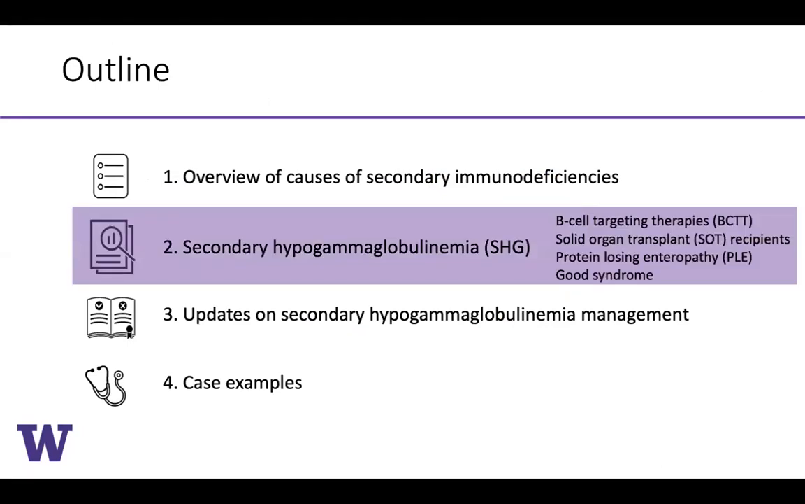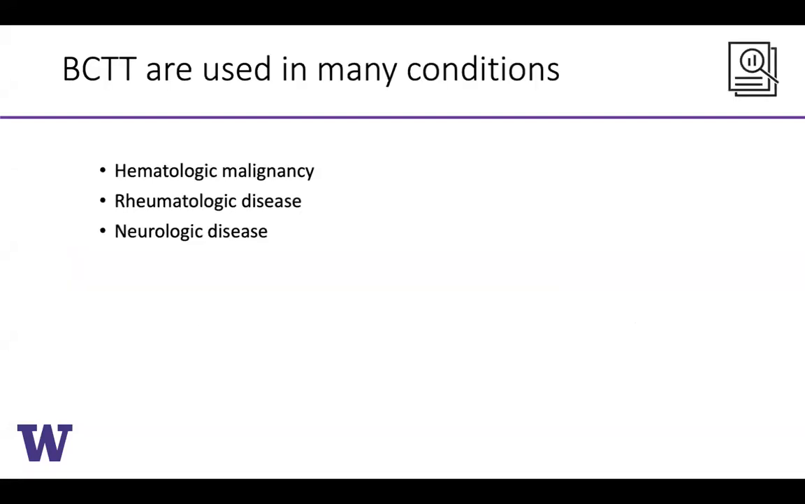So in the next section, I really wanted to delve more deeply into these 4 specific types of secondary hypogammaglobulinemia, thinking they're either quite common things we deal with or the opposite. So planning to look specifically at B-cell targeting therapies associated secondary hypogammaglobulinemia, solid organ transplant associated hypogammaglobulinemia, and then review a little bit how we diagnose protein-losing enteropathy and Good syndrome.